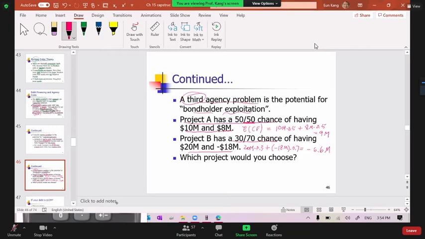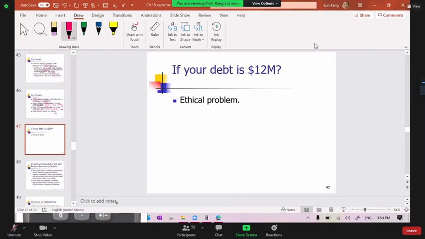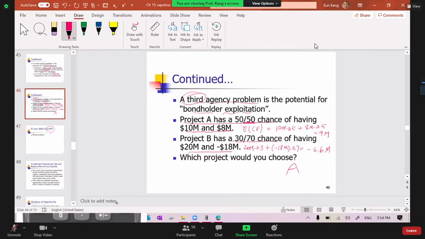So which project would you choose? A. Definitely A, right? A has a high possible profit, and with B, you are losing money. So A is definitely the choice. But look at this. If your debt is 12 million, let's go back to this example. Which project would you choose?